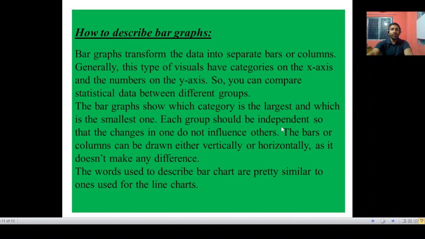Each group should be independent so that the changes in one don't influence others. The bars or columns can be drawn either vertically or horizontally, as it doesn't make any difference. The words used to describe a bar chart are pretty similar to ones used for line charts. And this is all about how to describe a bar graph.